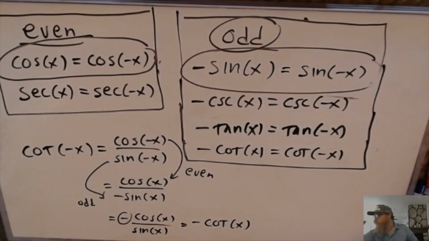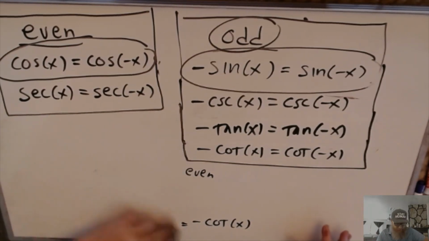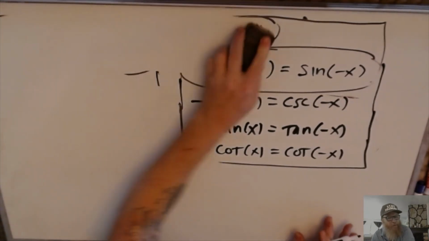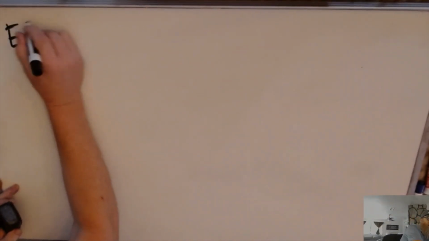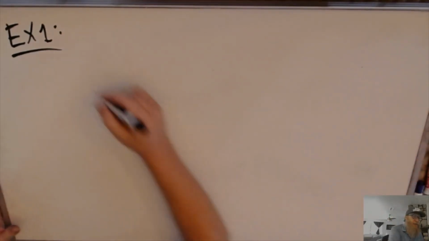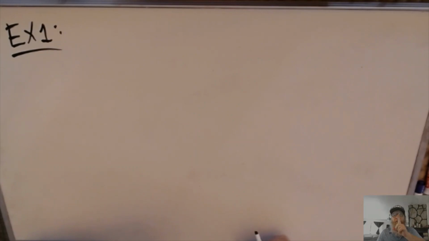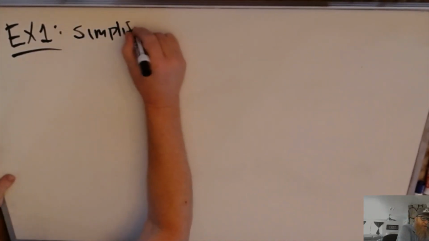All right. So now we can simplify some more trigonometric expressions using the even and odd properties. I haven't actually done an example yet today, so let's start with example 1. You know how I like to start over every day. It's like Groundhog Day. Every day starts with example 1.